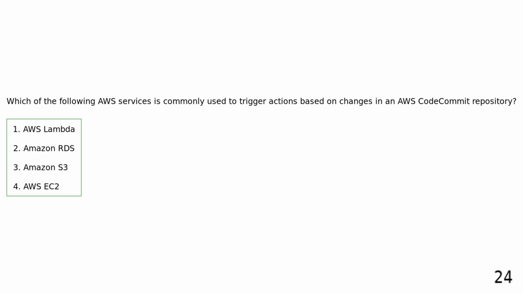Which of the following AWS services is commonly used to trigger actions based on changes in an AWS CodeCommit repository? AWS Lambda, Amazon RDS, Amazon S3, AWS EC2. AWS Lambda can be triggered to perform actions based on changes in a CodeCommit repository.